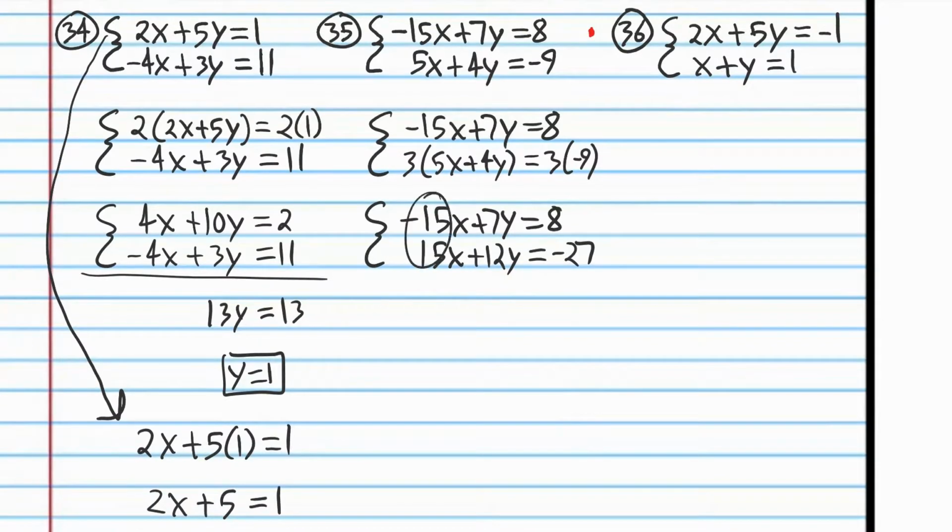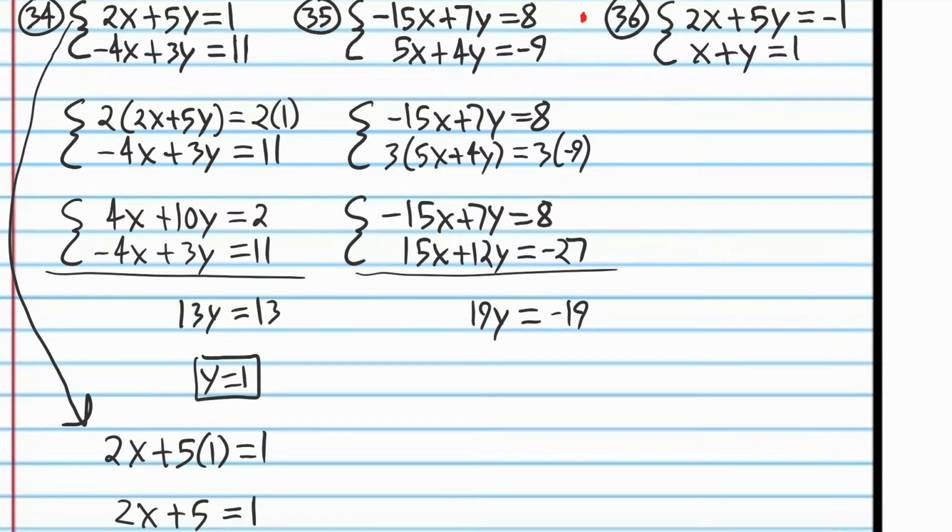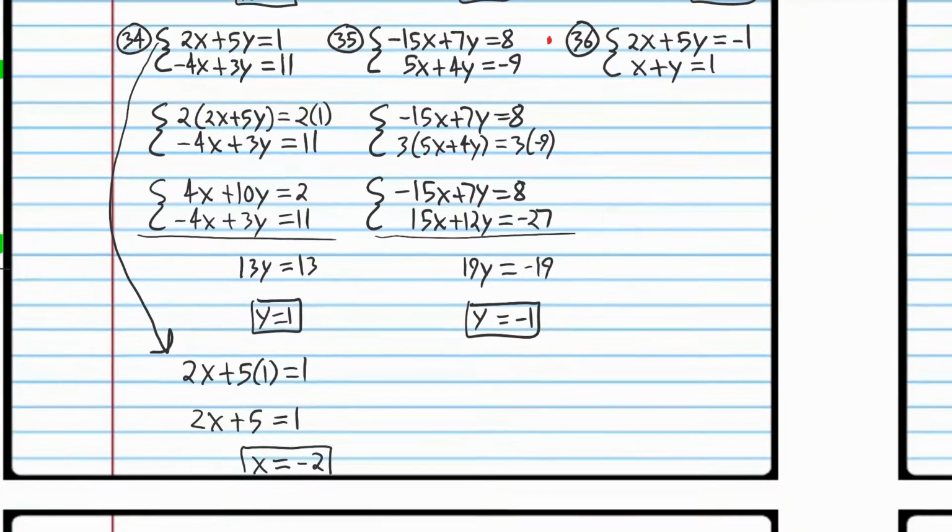And now you can see that we have coefficients on the x's that are the same but opposite. So they're just going to cancel out when you add them together. We're going to end up with 19y is equal to negative 19, looks like. Divide both sides by 19 and you get negative 1. So if you got negative 1, good job.